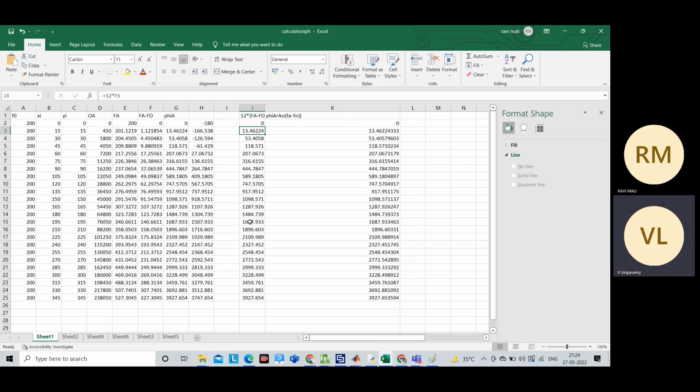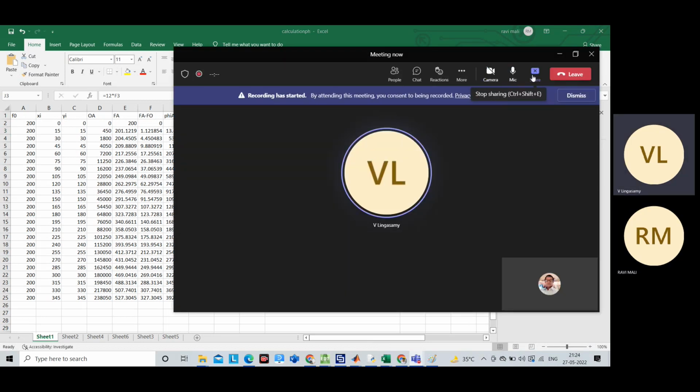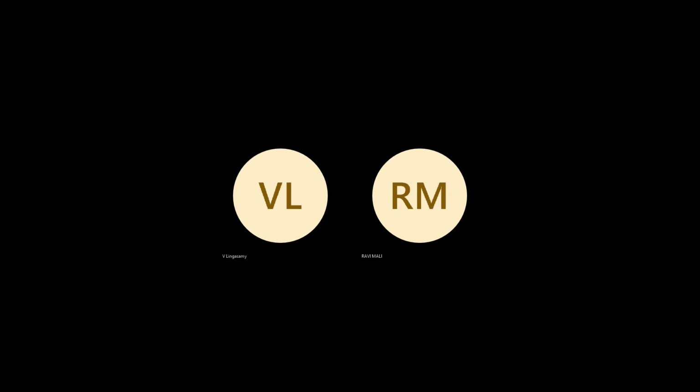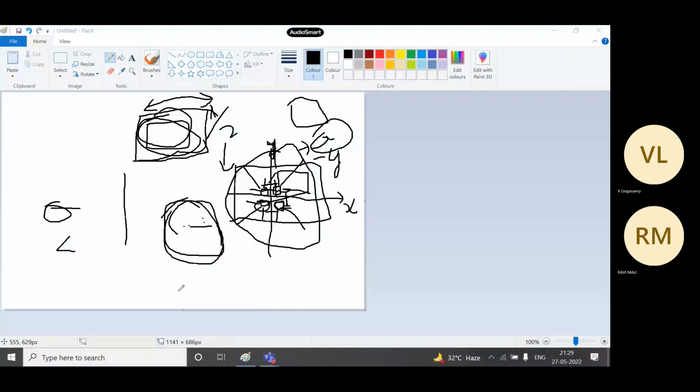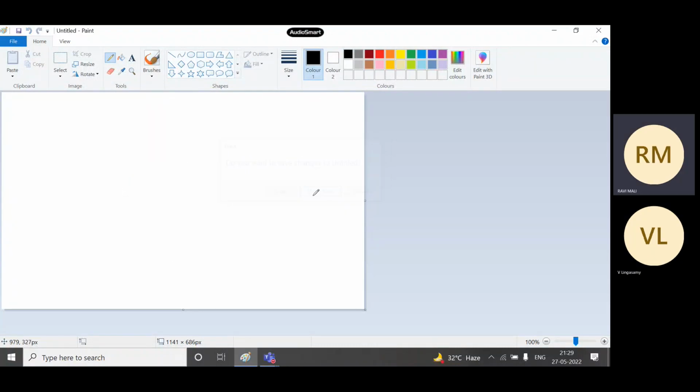Exactly. Okay. Let me share my screen. Yes, sir. I got your point. Actually, I want to design a reflector without any code, sir. Fine. I got your point.